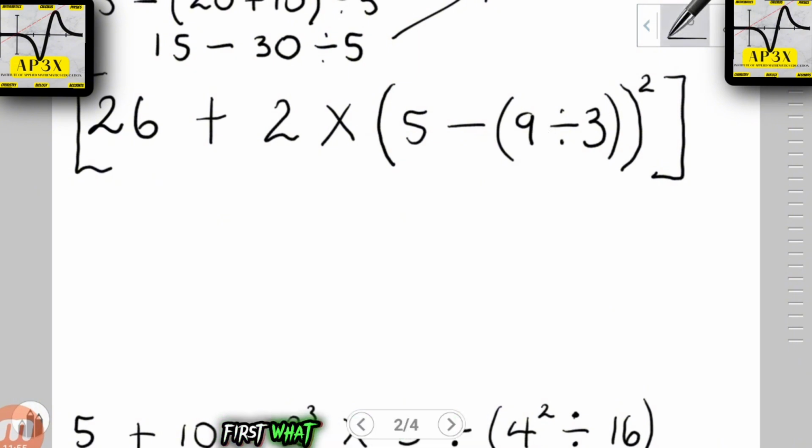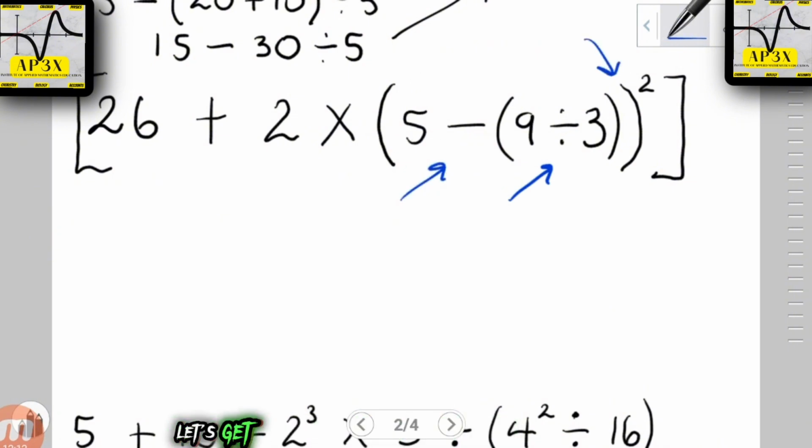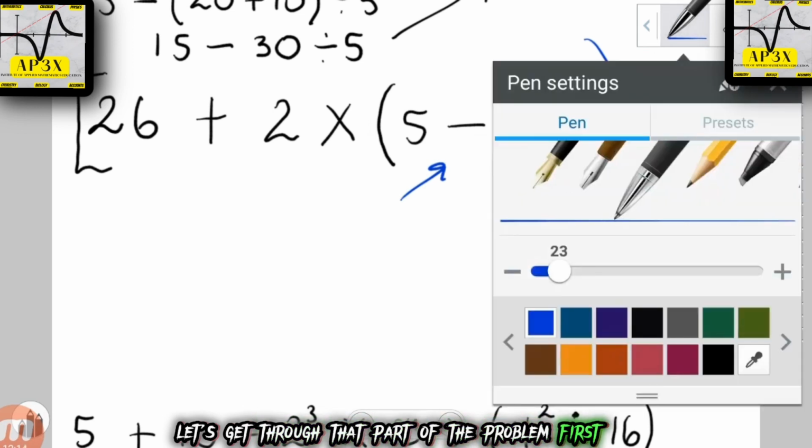So first, what we're going to be doing is working this inner bracket first to get the result, to remove that inner bracket. Then we're going to attach that result to 5. Then we're going to square the result last. So let's get through that part of the problem first.